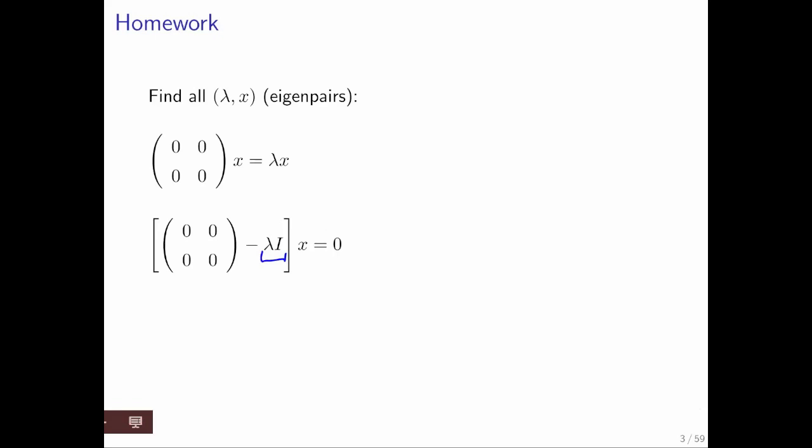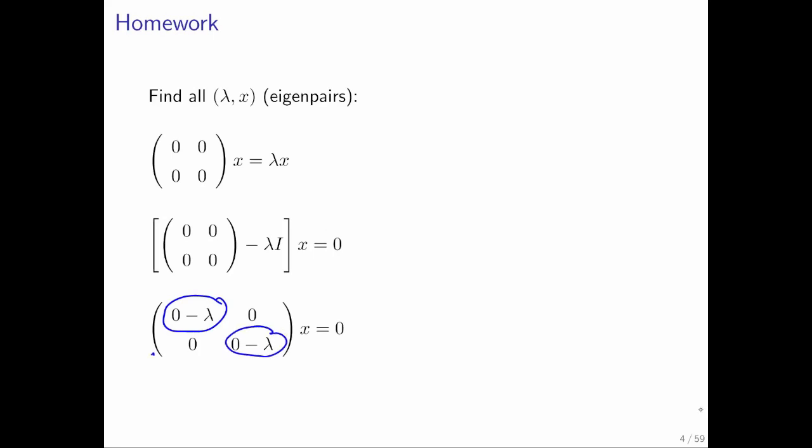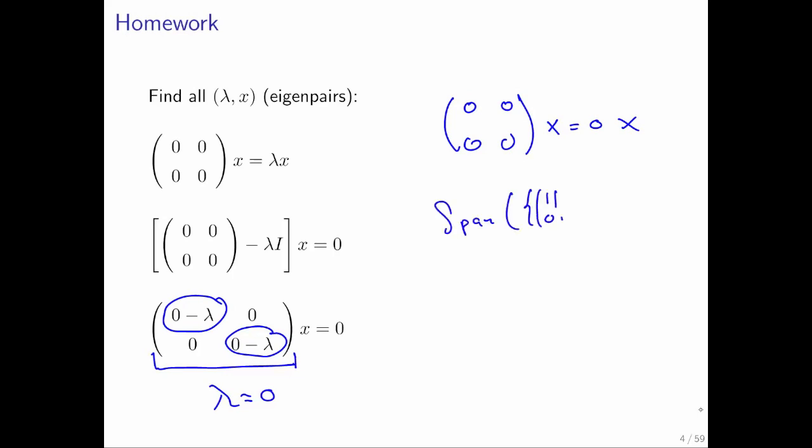Now remember, the identity is just a diagonal matrix with ones on the diagonal. Scale that by lambda, you put lambda on the diagonals, subtract that off of another matrix. All you do is you subtract lambda from the diagonal elements. And if you then ask the question, when is this matrix singular, what you conclude is that lambda is equal to 0. And then once you actually plug that in, you end up with the matrix 0, 0, 0, 0, and you ask yourself the question, for what x is this true? And you end up again with the span of the unit basis vectors.